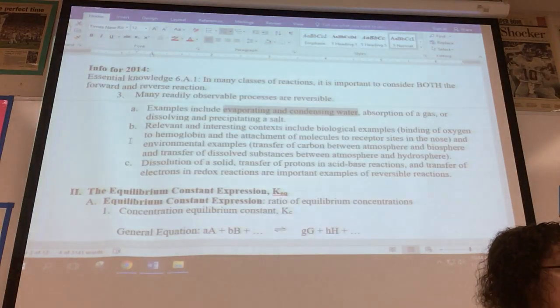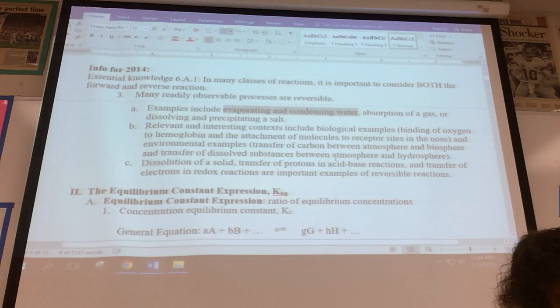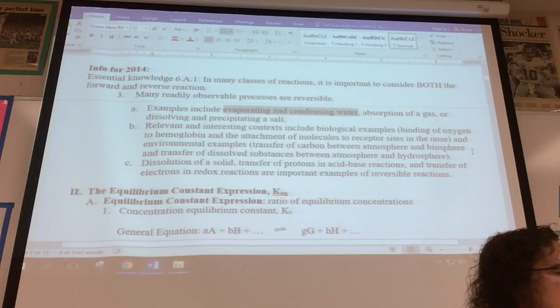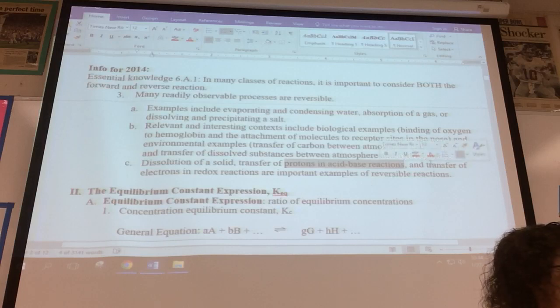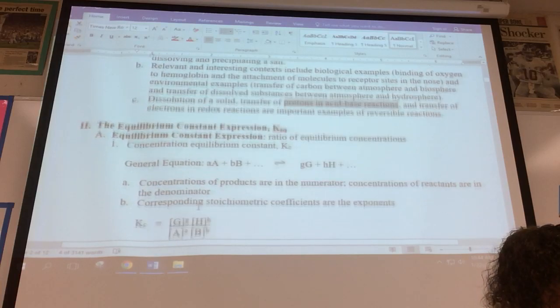All right. There are other examples, but that to me is the one that I think is the most important. There are receptor sites in the nose and things like that, transfer of carbon between atmosphere and biosphere, etc. You can look through. We'll get into protons and acid-base reactions a little later on. That one will be very interesting. We've talked about electron transfer and redox reactions. There you can get reversible reactions as well.